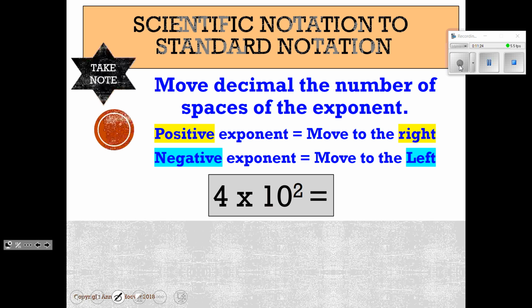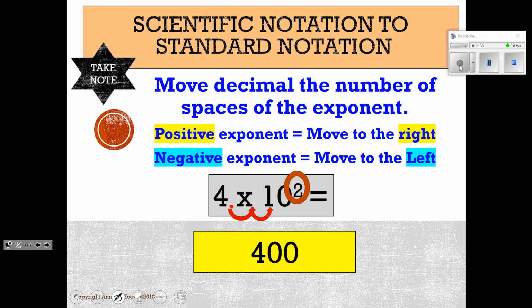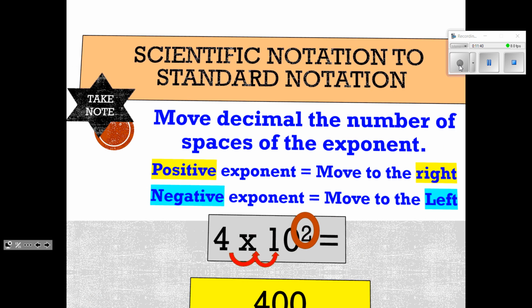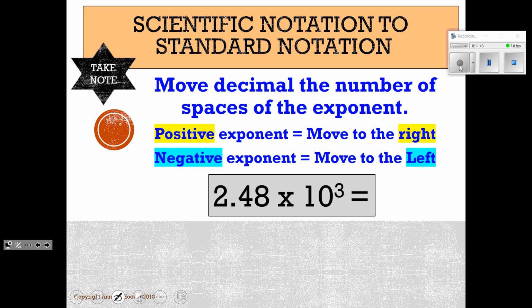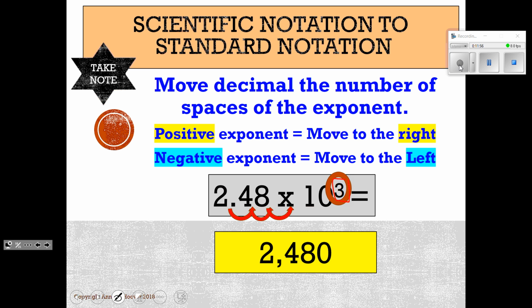Here's 4 times 10 to the second power. So we're multiplying 4 times 10 times 10, moving the decimal over 2 places. Right now, the decimal is invisible at the end. So if you move it over 2 places, you have to add 2 zeros, and the number would be 400. Here we have an exponent of 3, so we're multiplying it times 10 3 times. So we have to move the decimal 3 places. I see that I already have 2, so I add 1 zero, and my number would be 2,480.